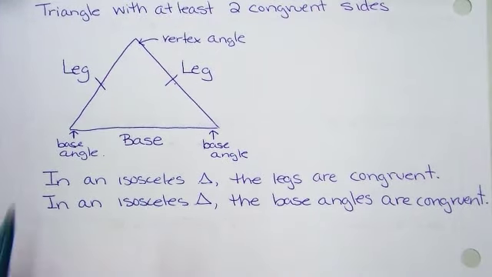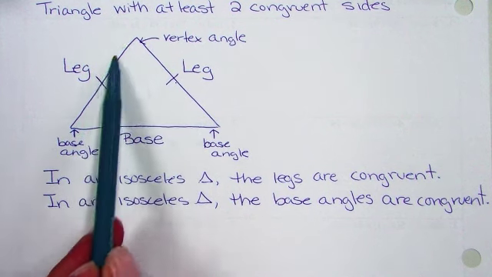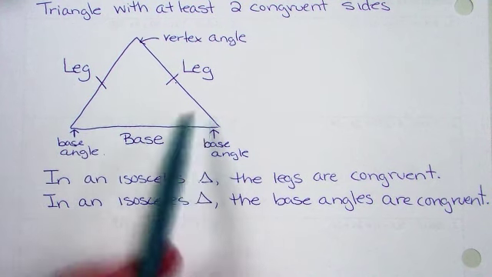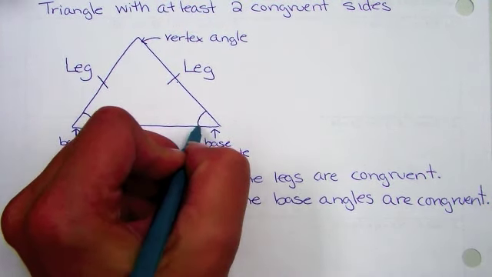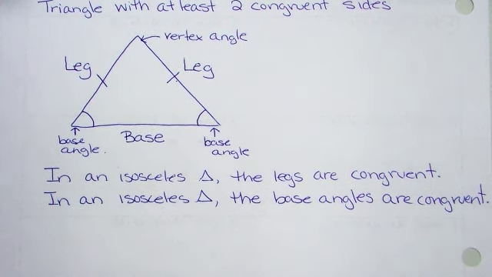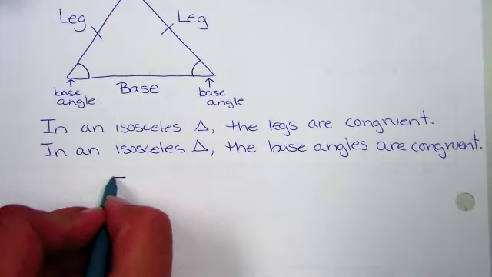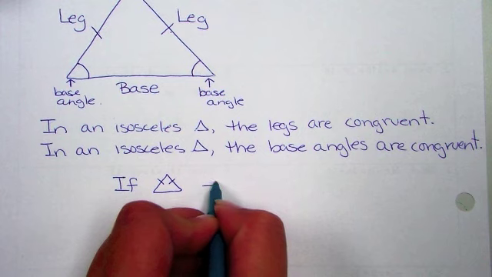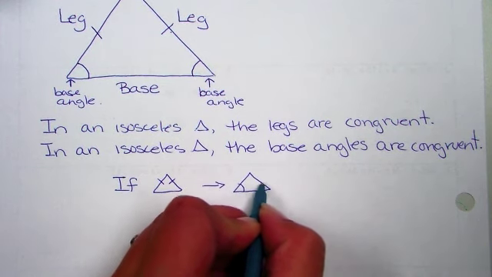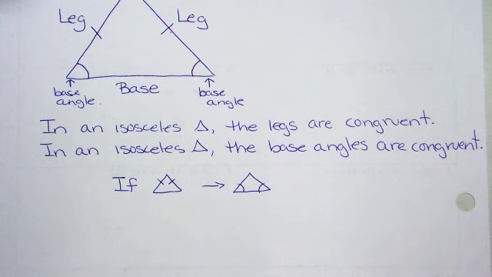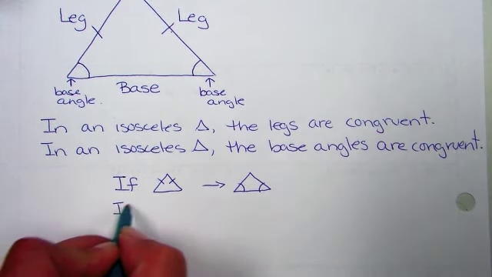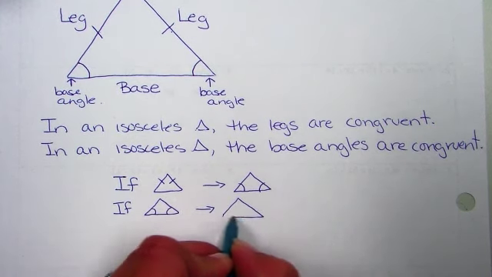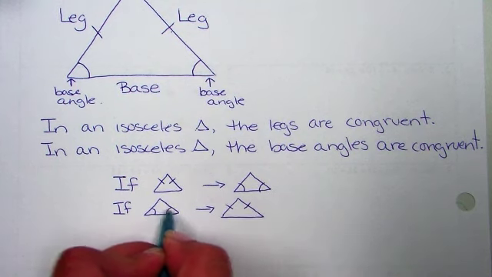So in my picture, remember where the legs come together, where they meet, that's the vertex angle. That makes these bottom two angles right here the base angles, and I know that they are congruent. We have a theorem that also states if I have a triangle whose legs are congruent, then the angles opposite those sides are also congruent. And if I have a triangle and I'm given that these two angles are congruent, then I know that the legs opposite them are congruent.